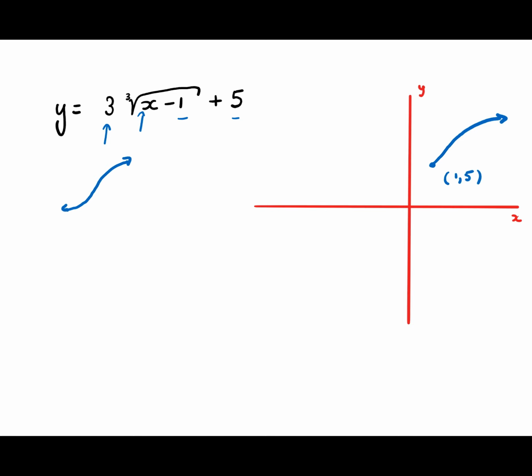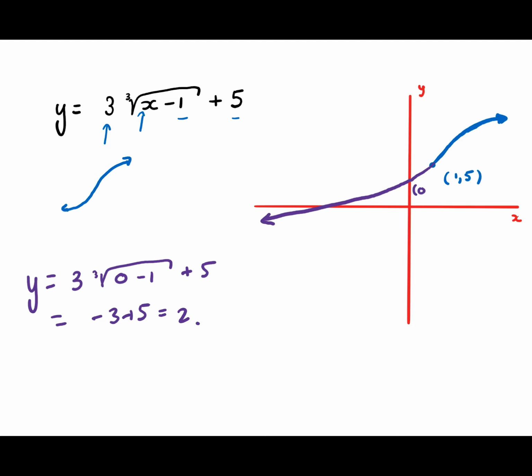So the best way to finish off this shape will be to use the y-intercept. Y is 3 times the cube root of 0 minus 1, plus 5. That's negative 3 plus 5, which is 2. Now, we were also told this in the question if we paid close enough attention, but it's good to verify it all the same. So this now will go like this. So we get 0, 2.